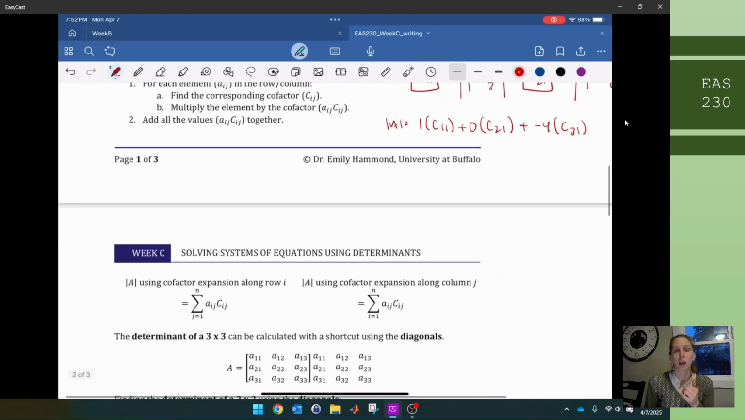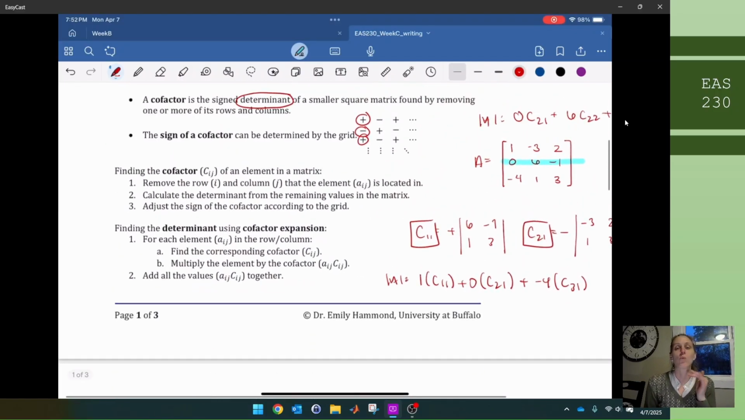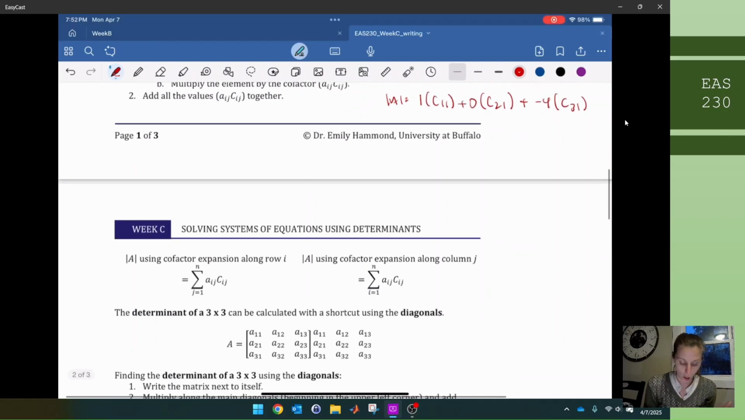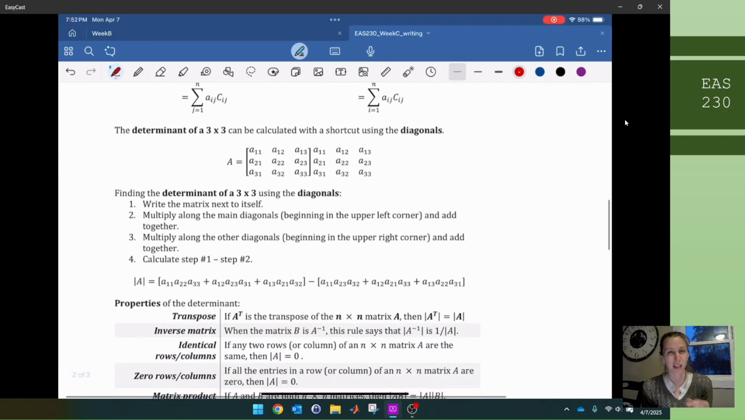Okay, that's how we calculate the determinant. That is our main method and it works for any size matrix. For a 3x3 matrix, there is a shortcut. I like to call it the modified fish method, where I can write the matrix next to itself. So take my elements, write them next to themselves, and then multiply along the main diagonal.